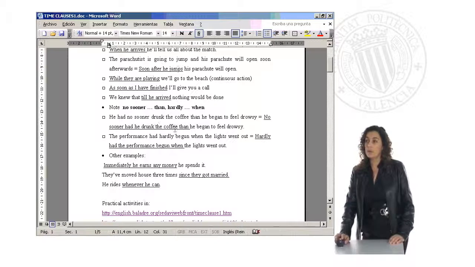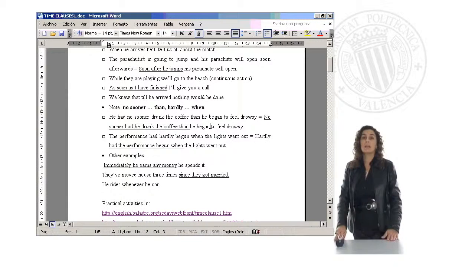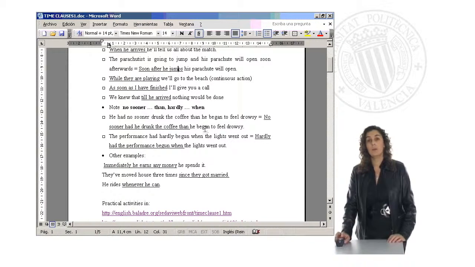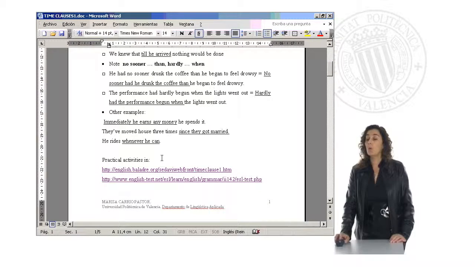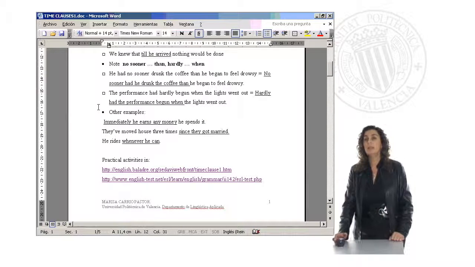Notice the way we express a time clause using these conjunctions. Other examples, you can see other examples here. Immediately he earns any money, he spends it. They've moved house three times since they got married. Well, this is the theoretical part. This is what you can see here in this lesson.